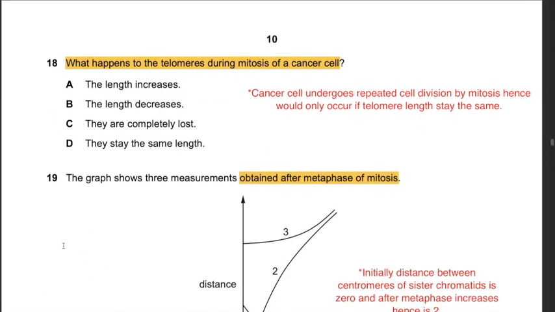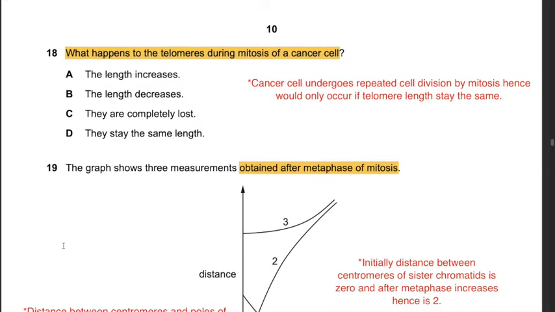Question 18. What happens to the telomeres during mitosis of a cancer cell? Cancer cells are able to undergo repeated cell division by mitosis, hence it would require the telomere length to stay the same, because if the telomere length changes, it will affect its repeated cell division ability. Therefore, the best answer is D. They stay the same length.